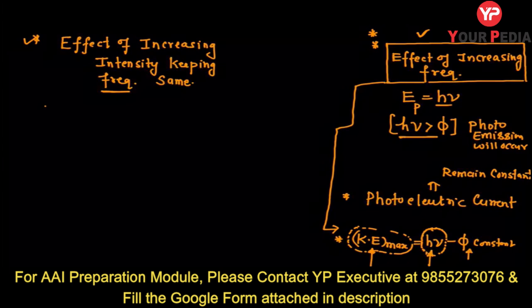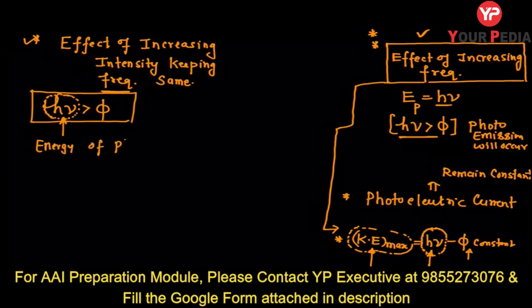Now come to this side. Now what we are doing is the effect of increasing intensity, keeping frequency same. Now if you are keeping frequency same, provided h nu is greater than phi, you are keeping this energy same, but you are increasing the number of packets having this energy. The energy of the photon is same here. Energy of packet is same.